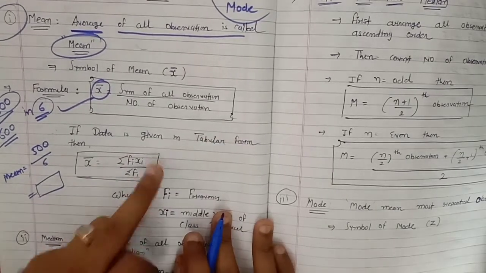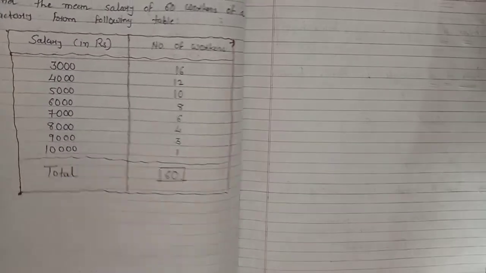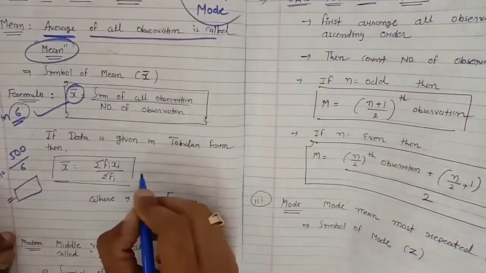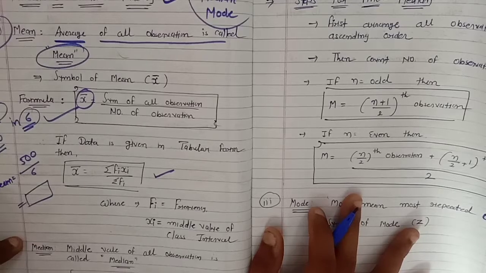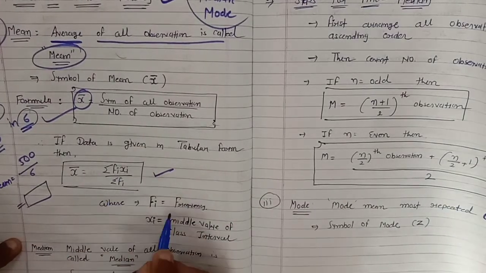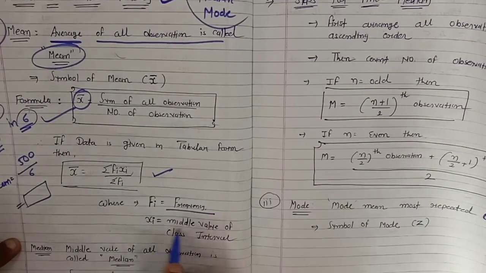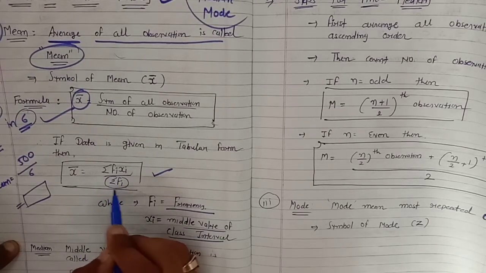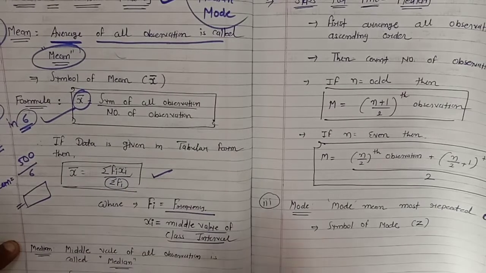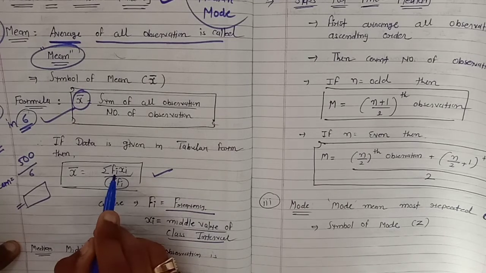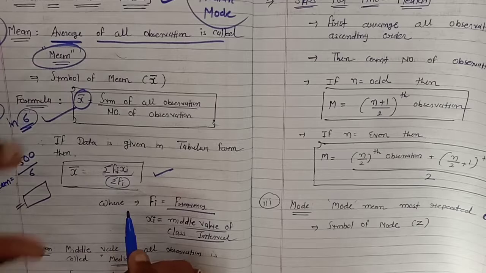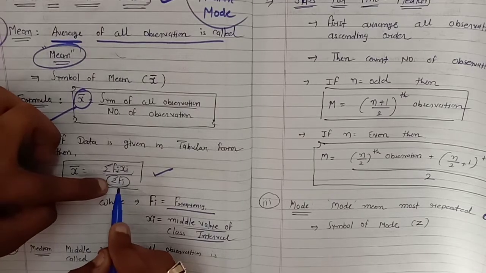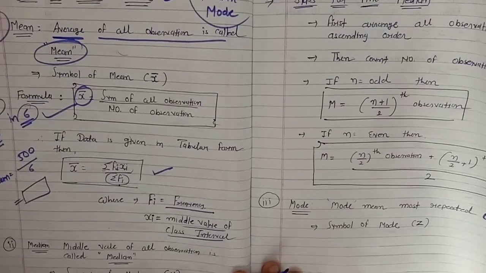When data is given in tabular form, then we find the mean using this formula: sigma fi xi, where fi is the frequency, xi is the middle value of the class interval, upon sigma fi. Sigma fi means the sum of all frequencies. Here, first we multiply fi and xi, then sum all the fi xi, and then we divide by the sum of frequencies.